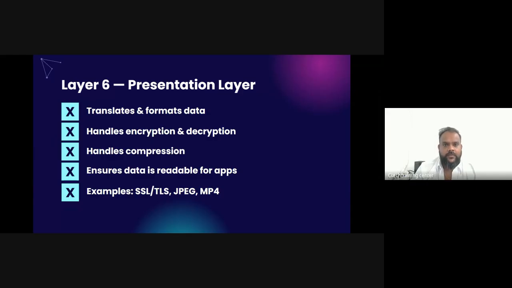For example, when you visit an HTTPS website, which is a secure website, layer 6 encrypts your data before sending it and decrypts it when received, keeping your information secure. Encryption is just another word for securing something. Okay, it's just securing it, if you guys don't know what the word is.